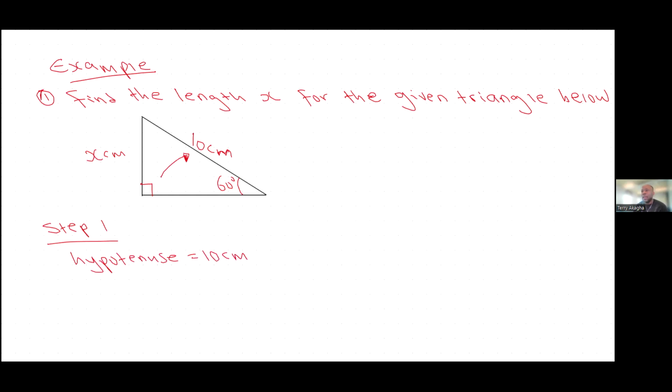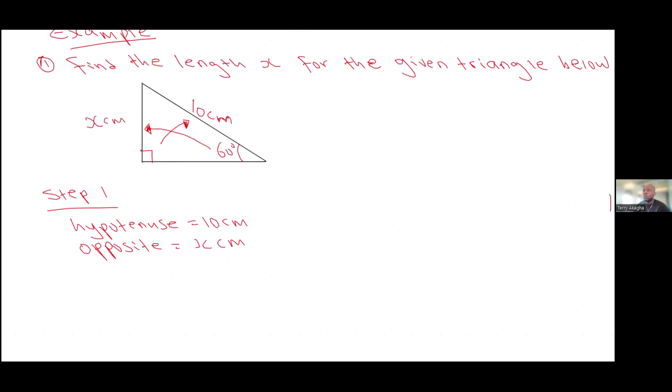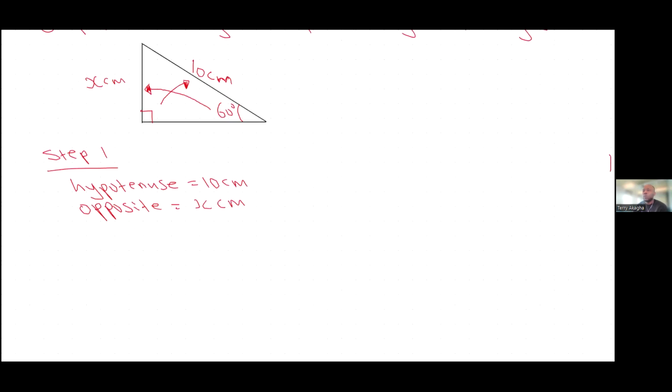Now, because this is the angle we are using here, the side that is directly facing it is going to be the opposite. So that means x is going to be the what? So the opposite is going to be equal to x centimeter, right? Now, step two. We need to now use the appropriate formula for this. So step two. Now, what is going to be the appropriate formula?